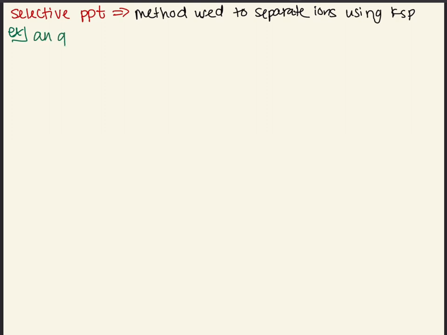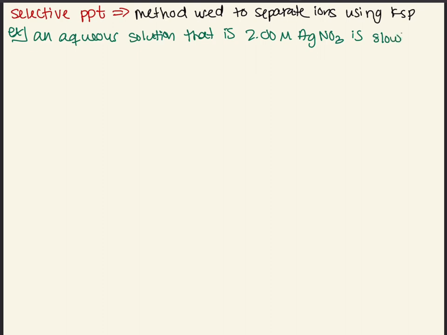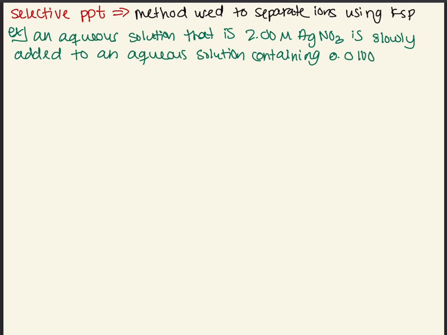An aqueous solution that is 2 molar silver nitrate is slowly added to an aqueous solution containing 0.0100 molar chloride and iodide. Which ion will precipitate first?